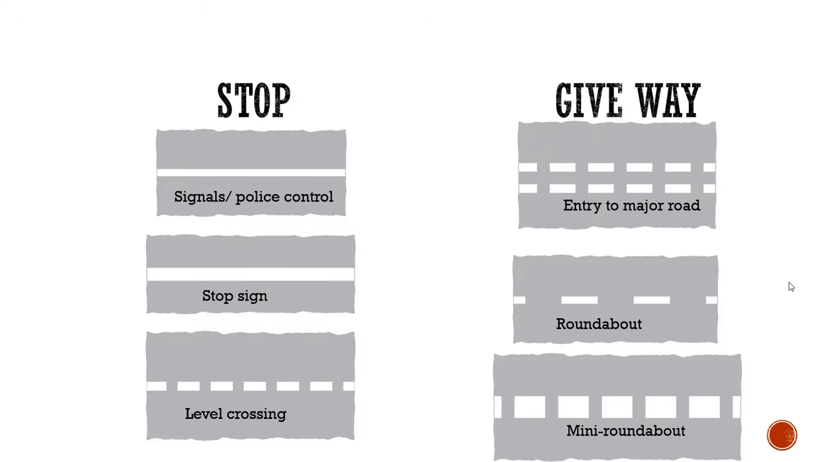So you've got entry to a major road, which is double. That's saying there's a very busy road coming up. Be very careful. That's why there's double of them. You've got roundabout, and then you've got a mini roundabout that is thicker. And these are telling you that you've got to give way when you come to that roundabout, obviously.